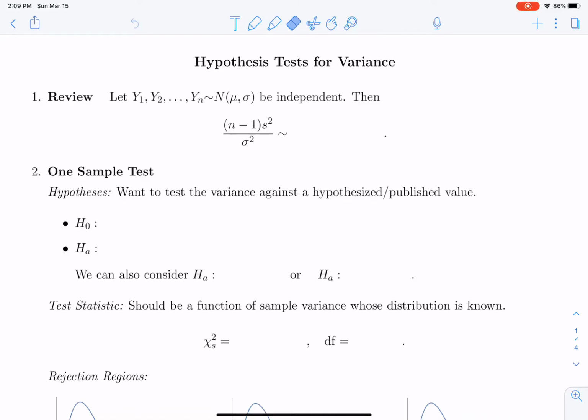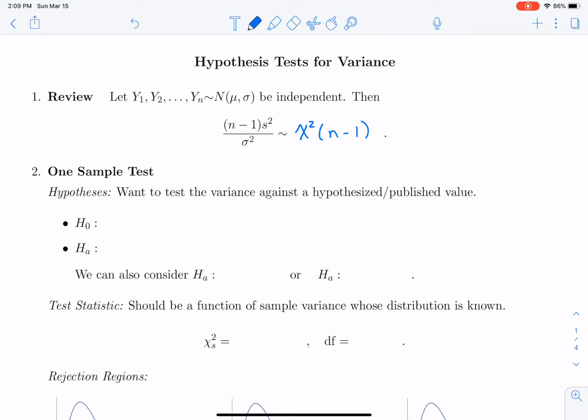So far, we've been looking at hypothesis tests for means and for population proportions, but we can also consider a hypothesis test for variance. You'll recall that if y1 through yn are independent, normally distributed random variables with mean mu and standard deviation sigma, then n minus 1 times the sample standard deviation squared divided by the actual standard deviation squared has a chi-square distribution with degrees of freedom n minus 1. And that will be the basis for our hypothesis test for variance.